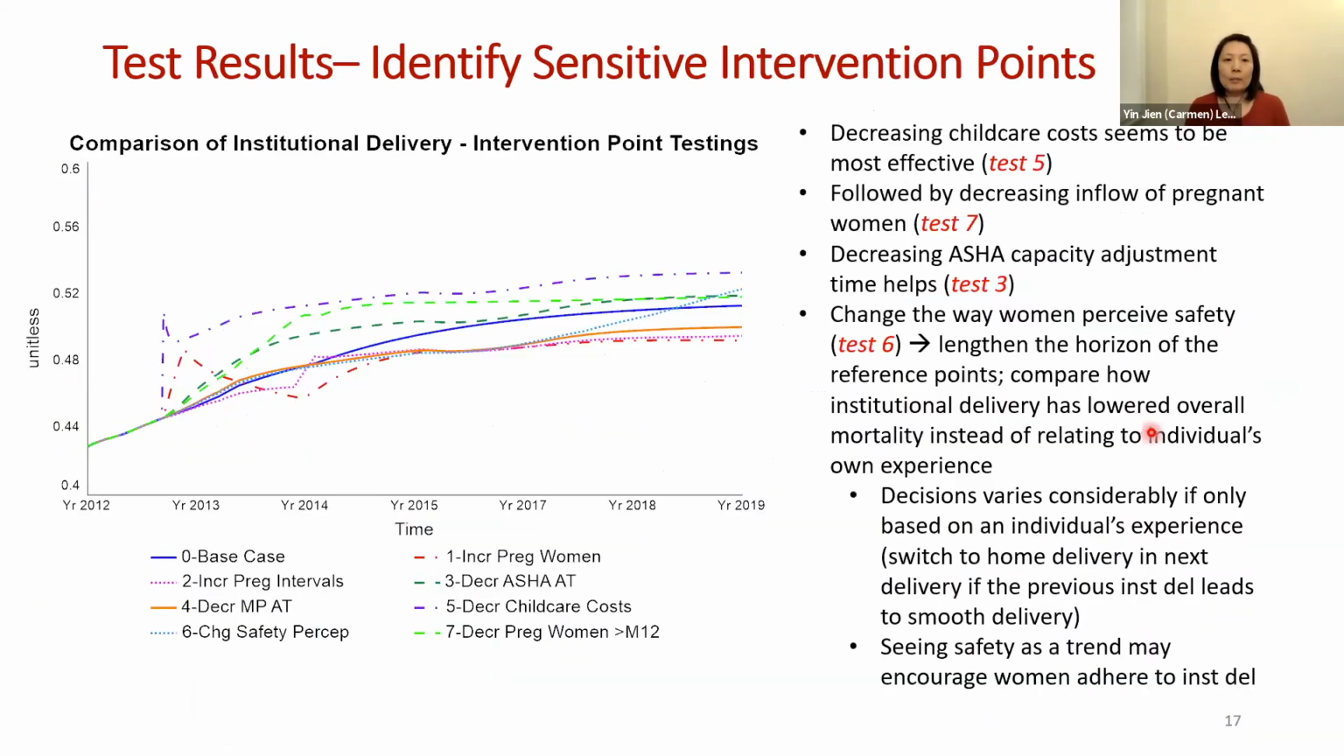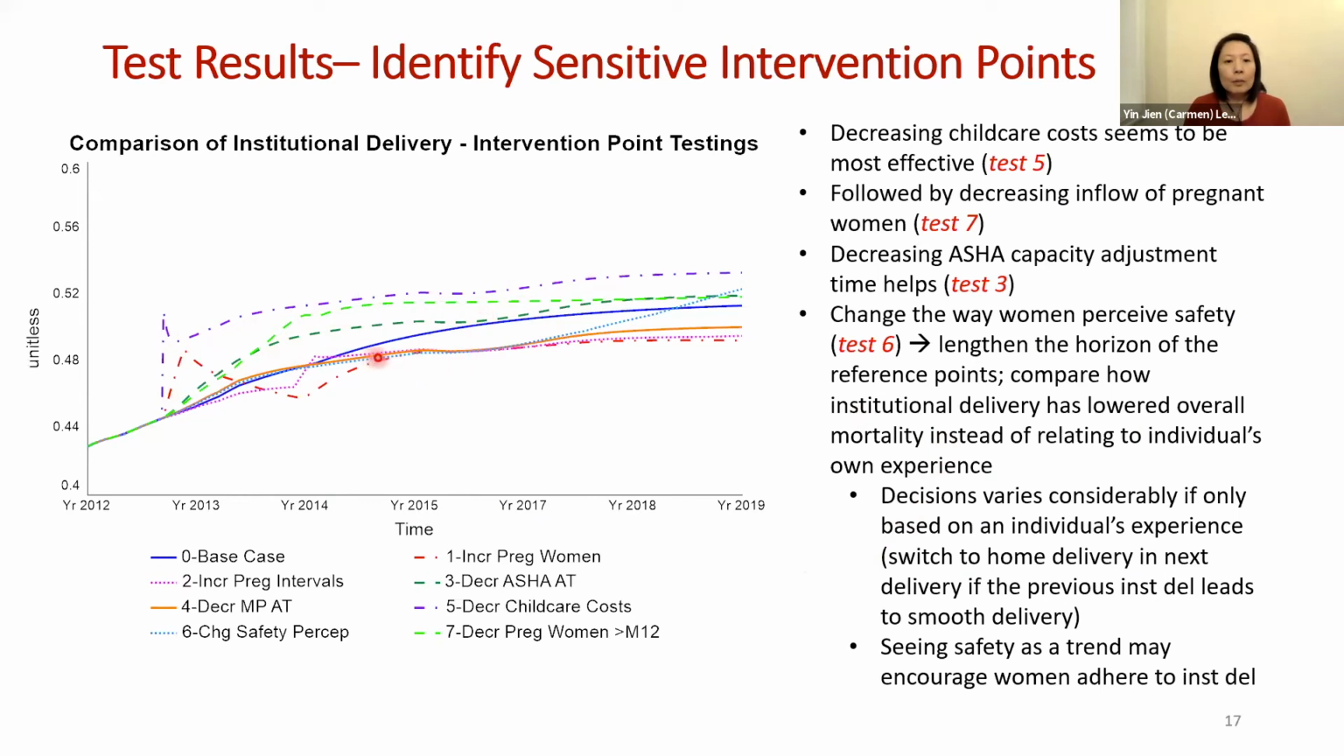This graph shows an example of how we use the model to test intervention points. We test 6 points, and the 0 is the baseline, which is the dark blue line. At this stage, it shows that decreasing the childcare costs seems to be most effective, which is represented by this purple line from test 5, followed by decreasing the inflow of pregnant women, which is the dotted green line from test 7, and then decreasing the ASHA capacity's adjustment time seems to help, the dark green line.